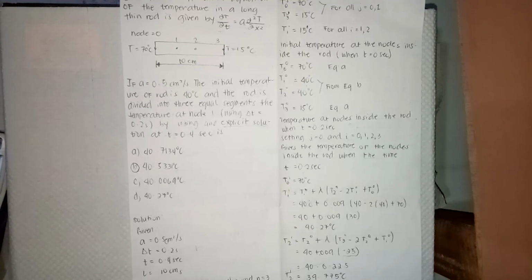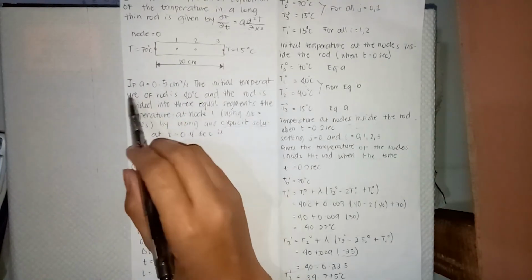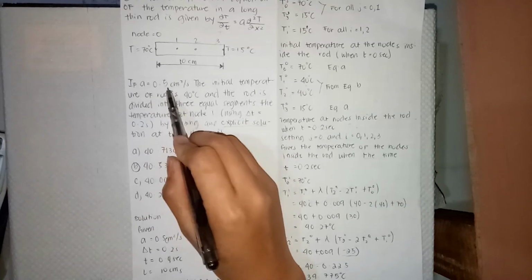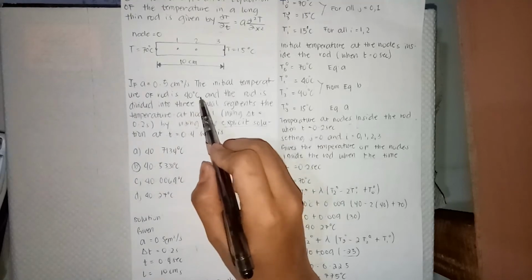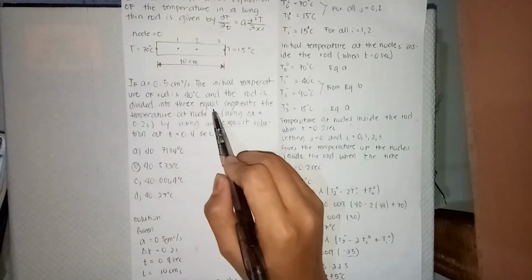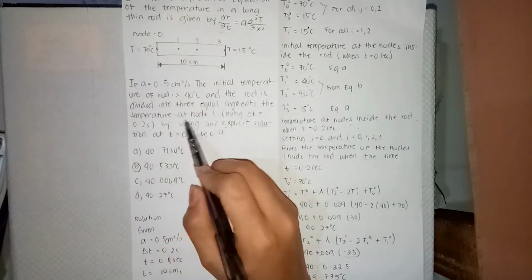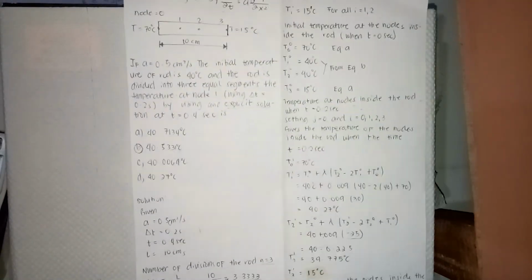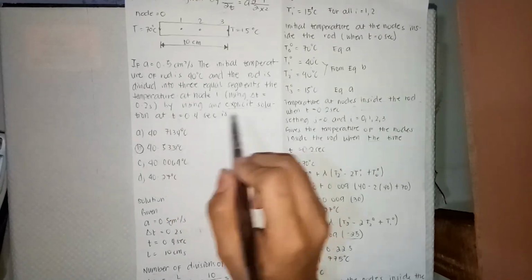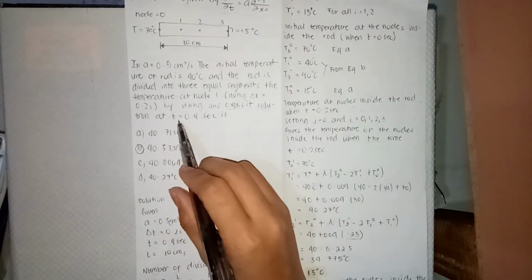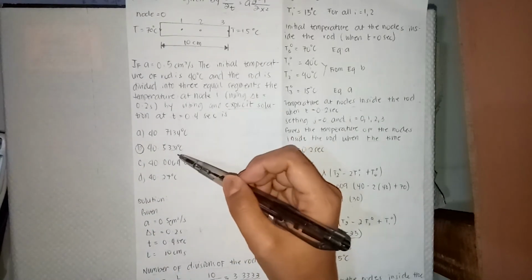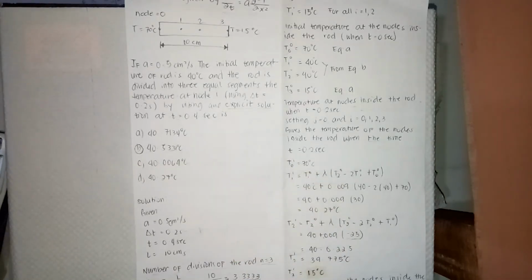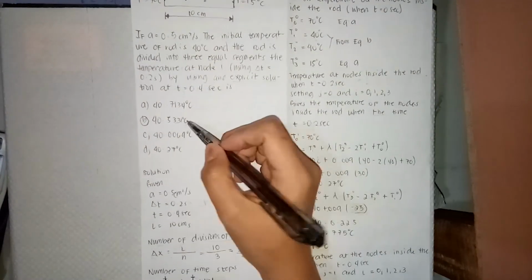Our length is 10 centimeters. So if A is equal to 0.5 square centimeters per second, the initial temperature of the rod is 40 Celsius, and the rod is divided into 3 equal segments. The temperature at node 1 using delta T of 0.2 seconds by using an explicit solution at 0.4 seconds. So the correct answer here is letter B. So now let's proceed to our solution to show you how to get this answer.